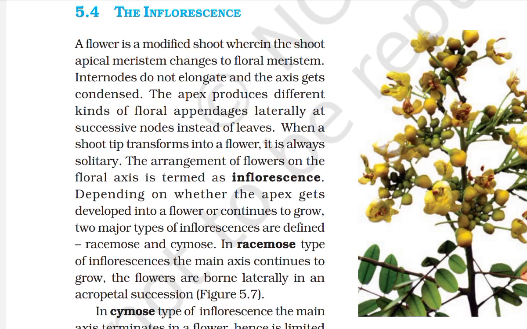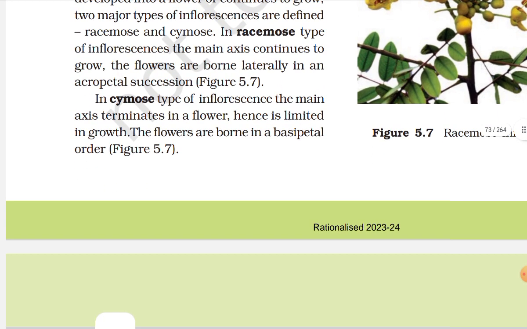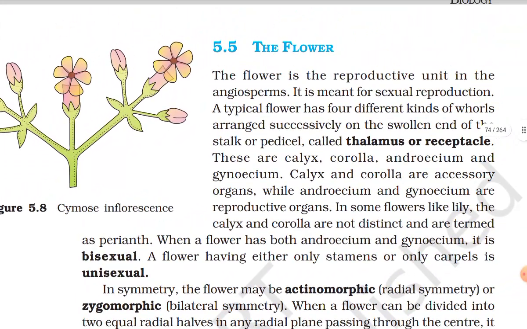The arrangement of flowers on the floral axis is termed inflorescence, depending on whether the apex gets developed into a flower or continues to grow. Two major types of inflorescence are defined: racemose and cymose. In the racemose type of inflorescence, the main axis continues to grow. The flowers are borne laterally in an acropetal succession. In the cymose type of inflorescence, the main axis terminates in a flower, hence it is limited in growth. The flowers are borne in a basipetal order.